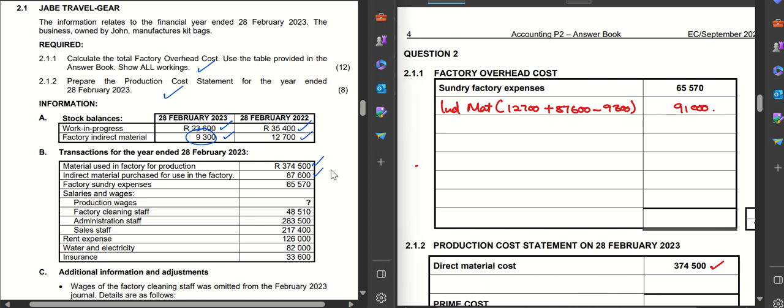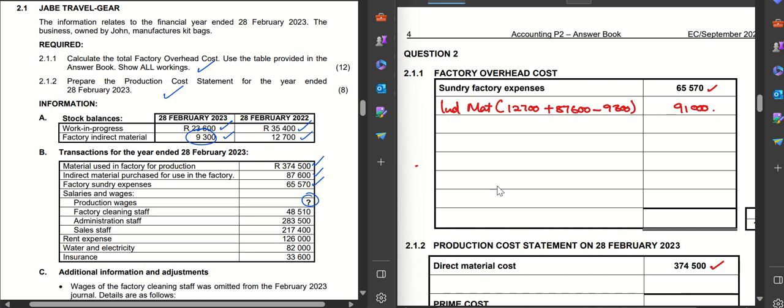Okay, so I've done this part already. The next one says factory sundry expenses. All right, so this one was already given to me. It was already put in the answer book already, so I don't have to stress about that one. Then it says salaries and wages. The production wages was not given. Okay, let's go on. Factory cleaning staff.